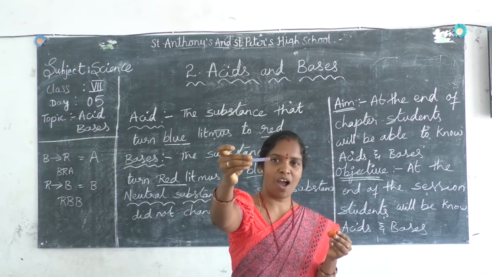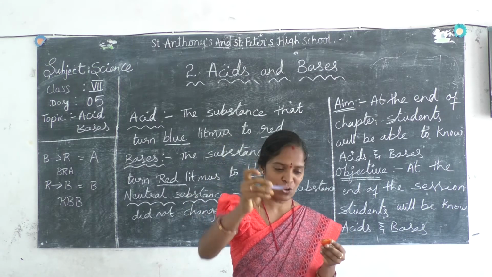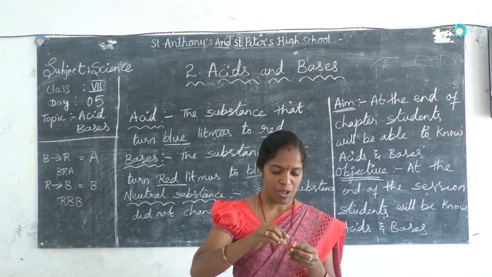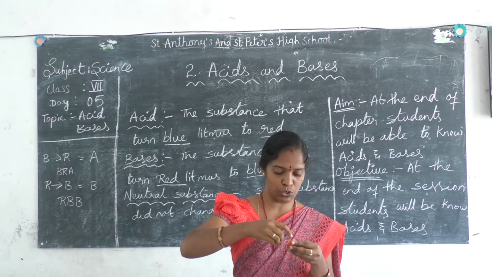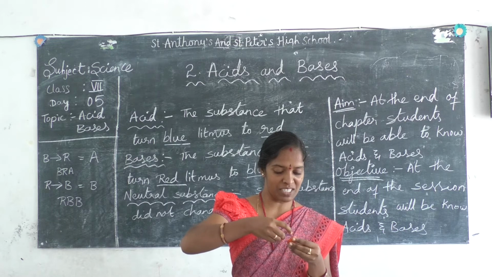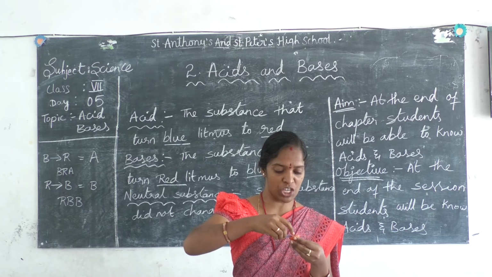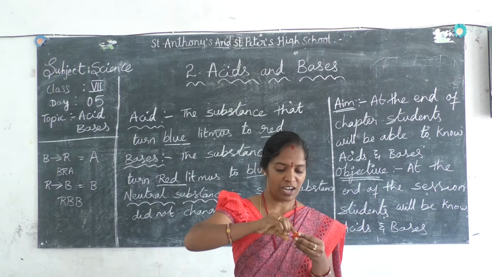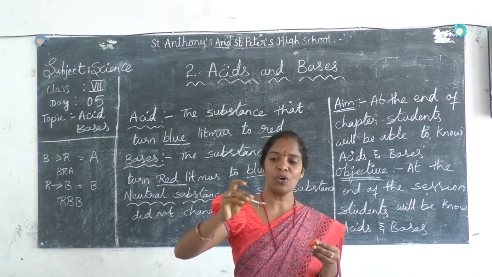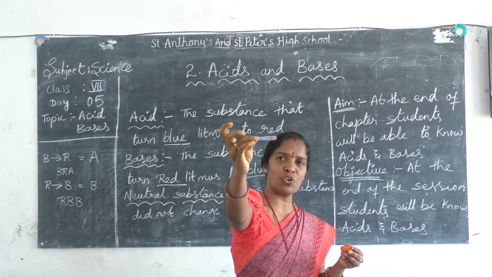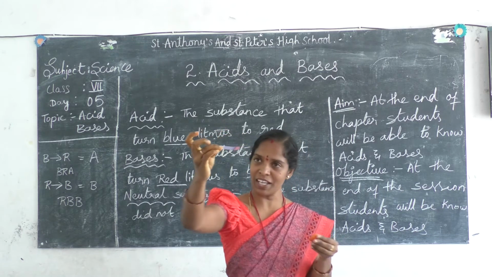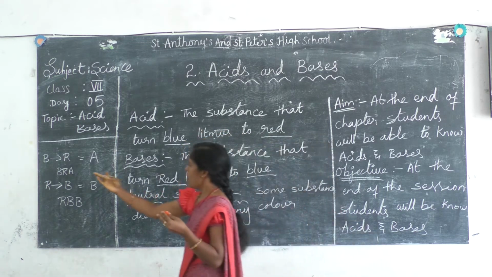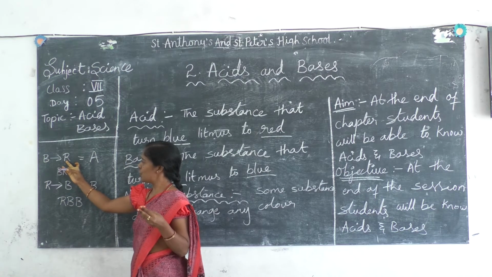See? Wow, blue is changed to red. Got the point here? Blue litmus paper is changing to red immediately. So, see here, blue is changed to red. Blue litmus changed to red.